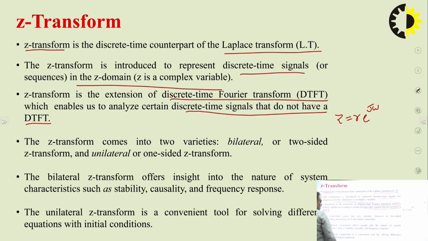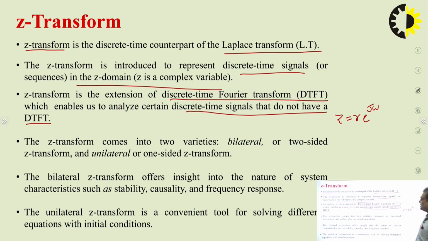The issue with the DTFT is that we will not be able to apply the discrete time Fourier transform on signals which are not absolutely summable. Means for applying the DTFT, your system should be stable. Only in that case can you apply the DTFT. So for those cases, for the analysis in the frequency domain, we generally use the Z transform.